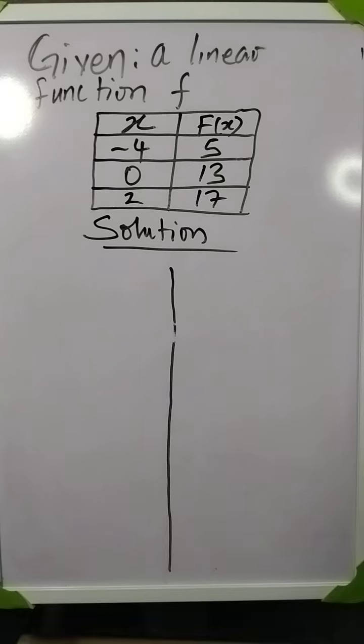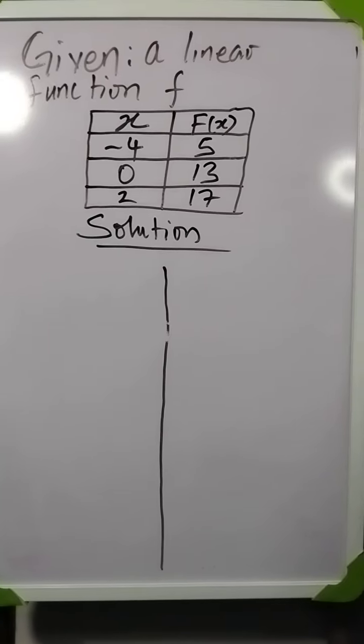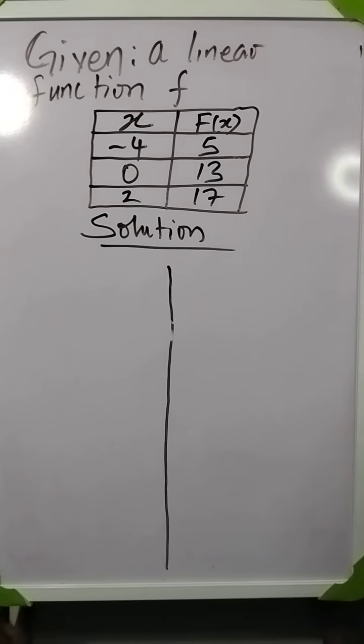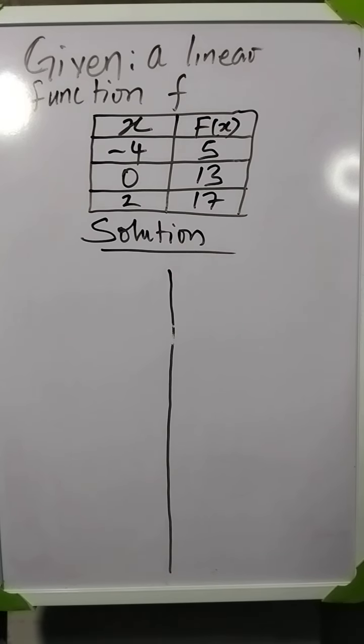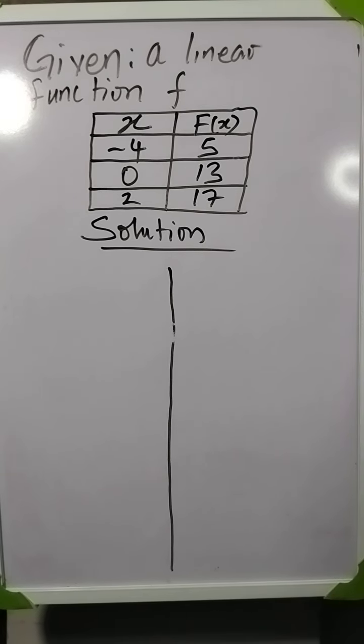All right, so we want to get into the solution of this problem. Well, if this is a linear function, one thing we know about the linear function is that the slope of any 2 points will always give you the same thing. That means a linear function has a constant slope, the change in y and the change in x.